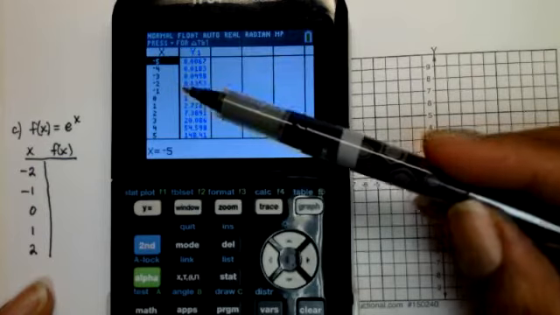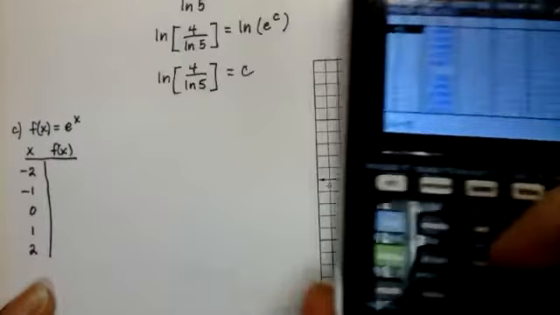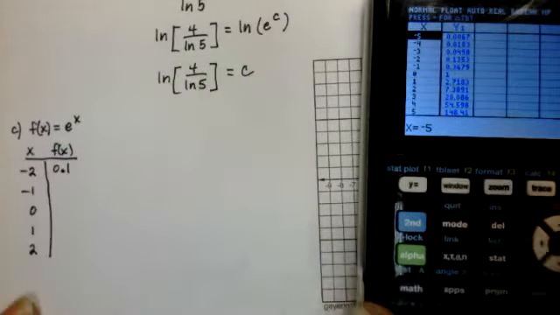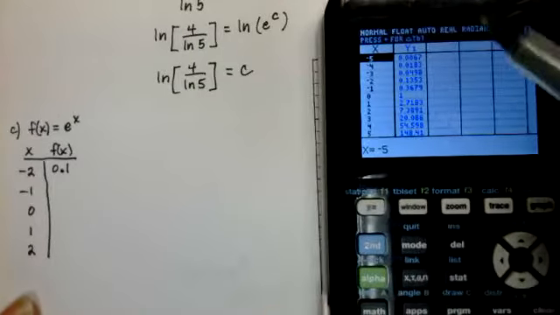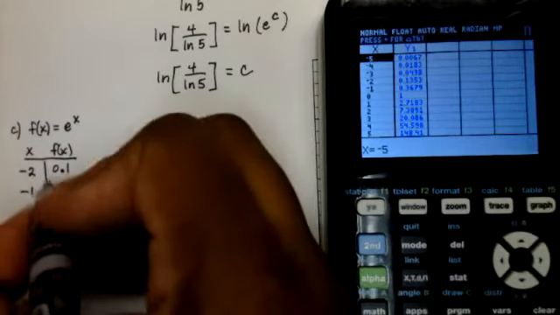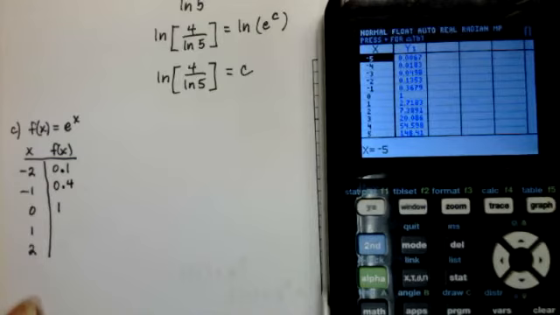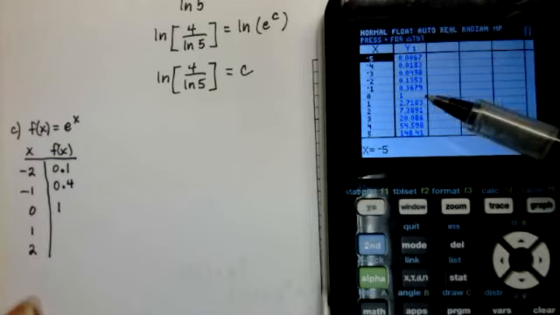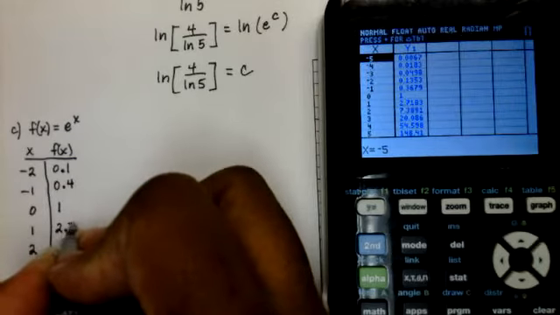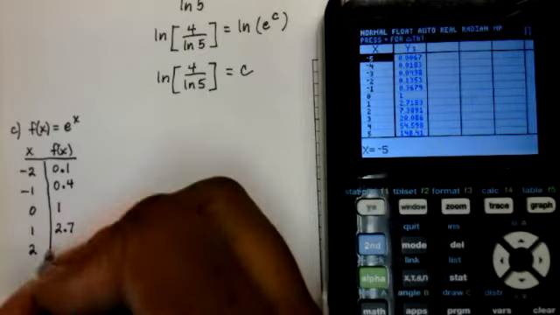And I'm going to start with -2. In this case, that's going to be approximately 1/10. I'm rounding to one decimal place. So at -2 it will be 0.1. And at -1, that would be approximately 0.4. At 0 it is going to be 1. And at 1, it's going to be 2.7, approximately. And then for 2, it will be 7.4, approximately.